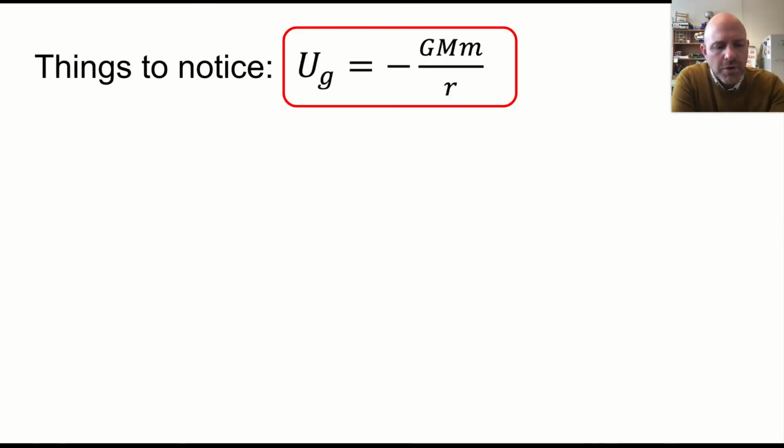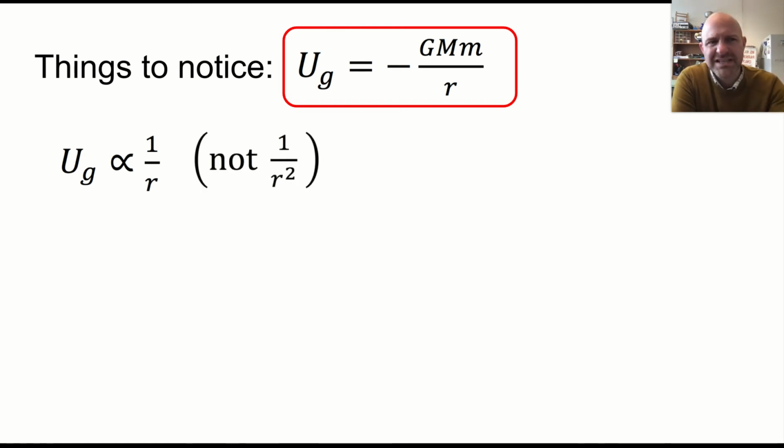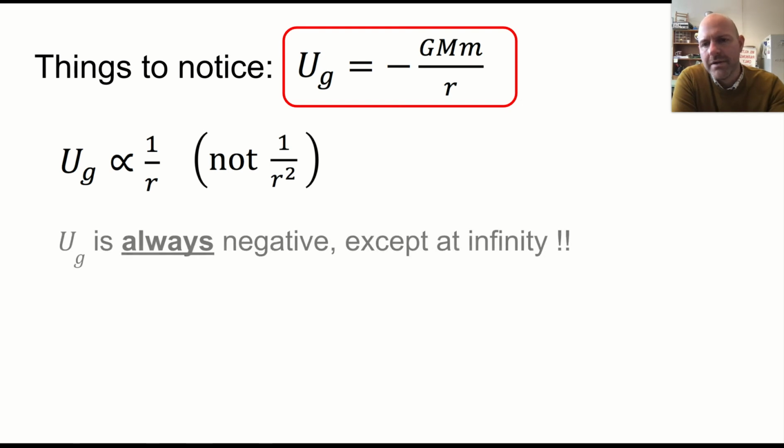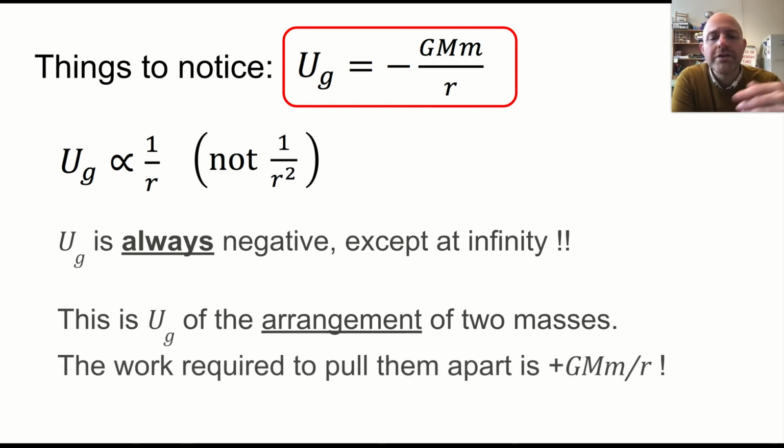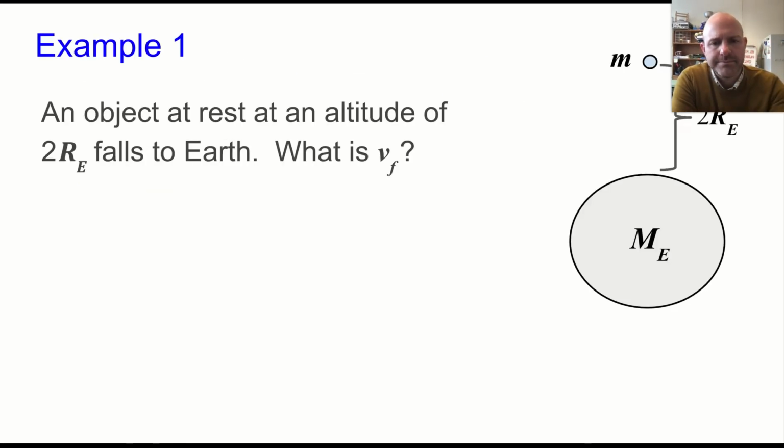Now, there are important pieces to this. The first is it's proportional to 1 over R, not 1 over R squared. So that's the way it differs from the force of gravity. And it is always negative, except at infinity. This gravitational potential energy is about two masses. How much energy is stored in placing two masses near each other? The work required to pull them apart is positive GMm over R, and the energy stored by them being near each other is negative GMm over R.